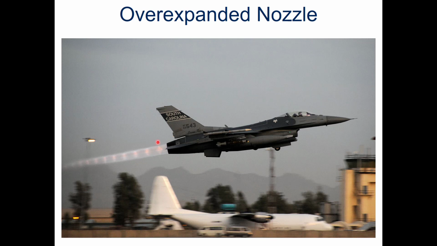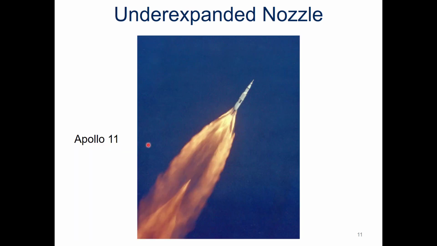And you can see here with this jet fighter, again, a nice narrow overexpanded nozzle. But with the underexpanded nozzle, here's Apollo 11, high altitude, low pressure outside, so you're going to get this underexpansion that happens and causes it to billow outwards. So typically we don't see the underexpanded, we see the overexpanded case.